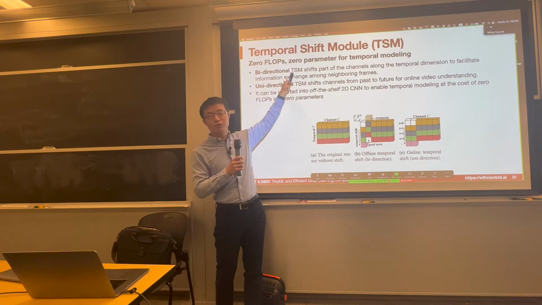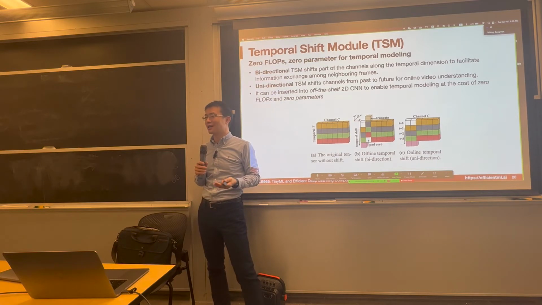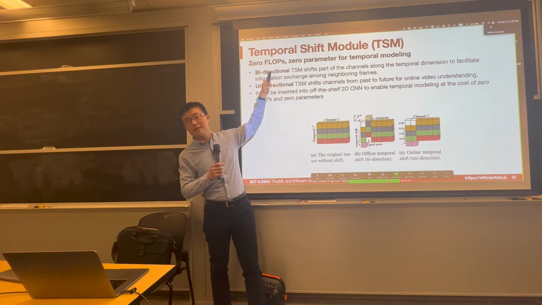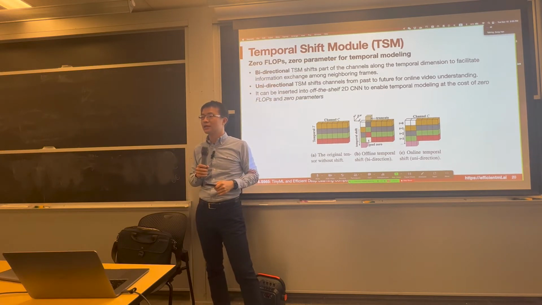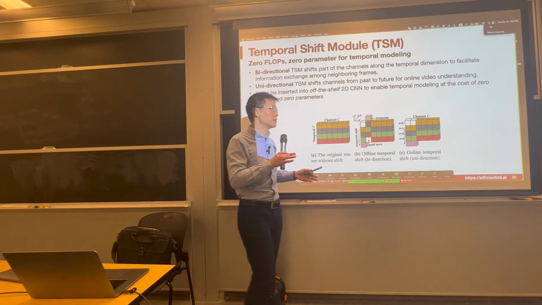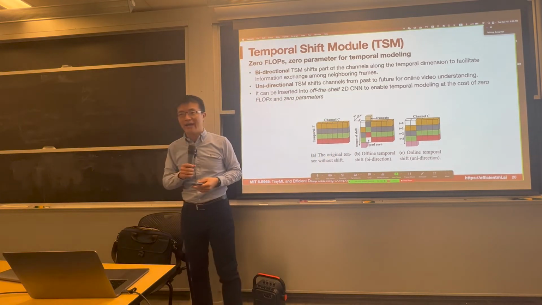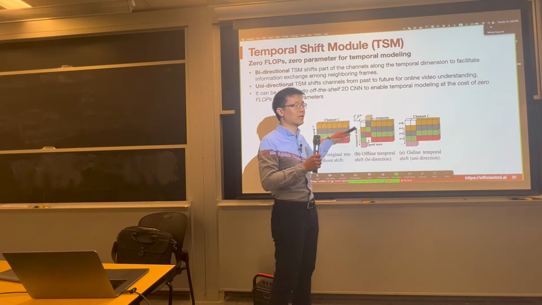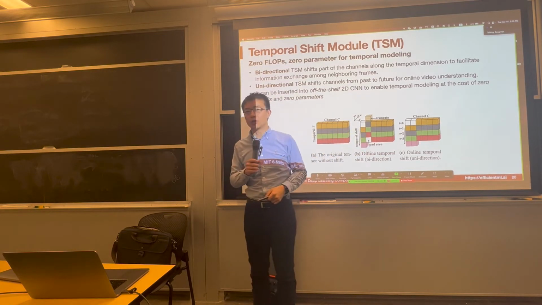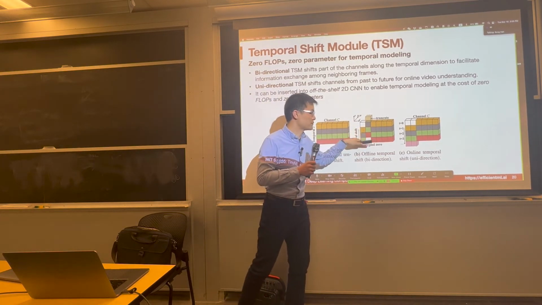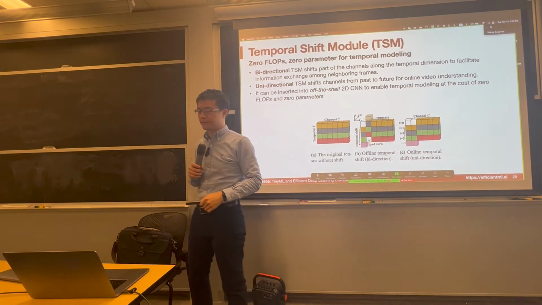Actually, we didn't introduce any weight parameter, unlike 3D convolution. You expand the kernel by adding another dimension. But here, there's no hyperparameter, there's no weight, right? And does it have any flops? Actually, we don't have to do any computation, right? We just shift. We don't have to do any multiplication or add just to perform this shift. And later we can do the 2D convolution on each timestamp the same as before, right?